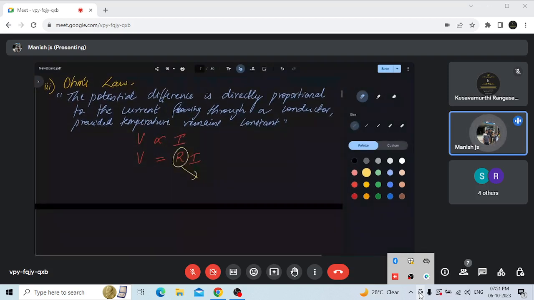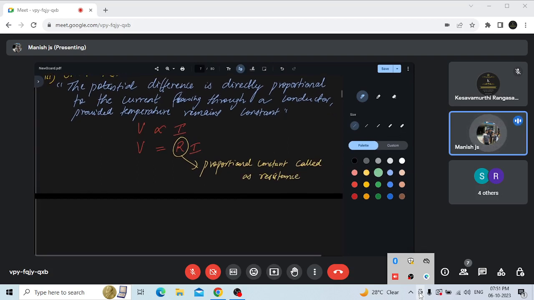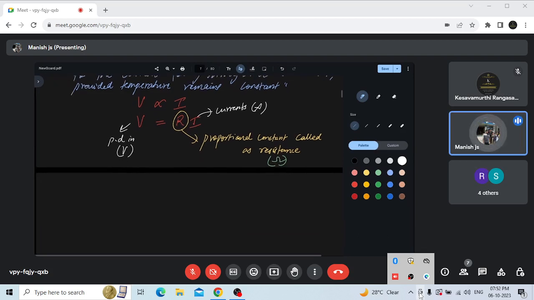This R is called a proportionality constant, called resistance. Is it clear? So that is your resistance. And the unit of resistance, we have already learned, is ohms. And I is your current in amperes, and V is potential difference in volts. Okay. So this is all that you will have to know.